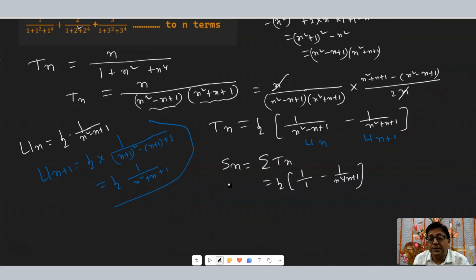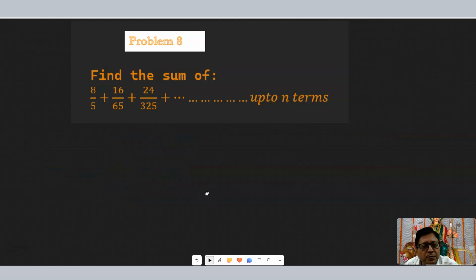So the sum reduced to a very simple form, half n square by n square plus n plus 1. How can this be a telescoping series? Does it look like a telescoping series? The answer is very simple: no. But yes, it is true that it is a telescoping series.